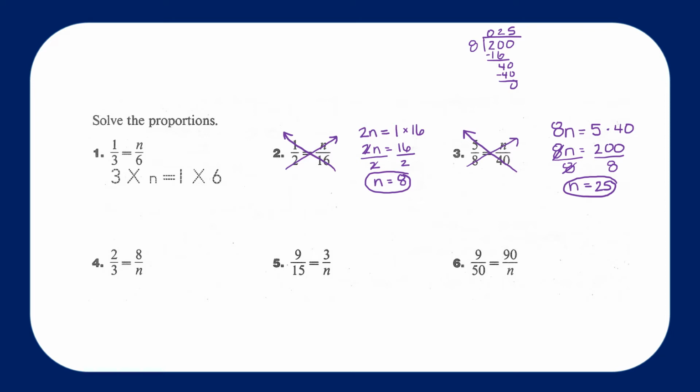Question number 4. 3 times 8 equals 2 times n. 3 times 8 is 24 equals 2 times n. We're going to divide by 2 on both sides. N equals 12.